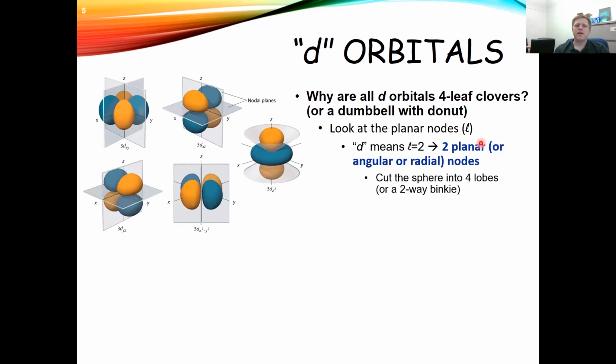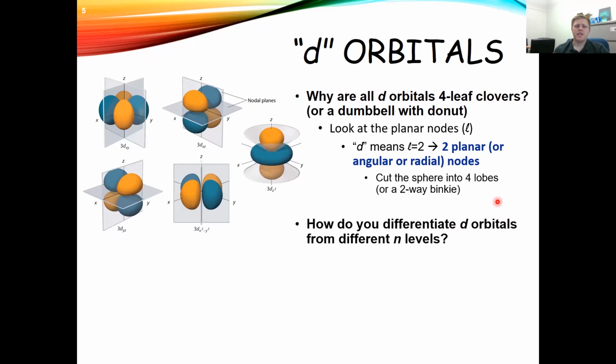Now, the reason that planar node doesn't always work for this description, and sometimes we have to use the words angular or axial nodes, is because of situations like the dz squared orbital right here, where it has these cone-shaped nodes. And so in this case, we have a top cone-shaped node and a bottom cone-shaped node. So this counts as 2 distinct nodes. Don't confuse those as being the same thing. And so these guys are pretty weird though, right? It's a little tricky to identify these angular nodes like this, but do your best.